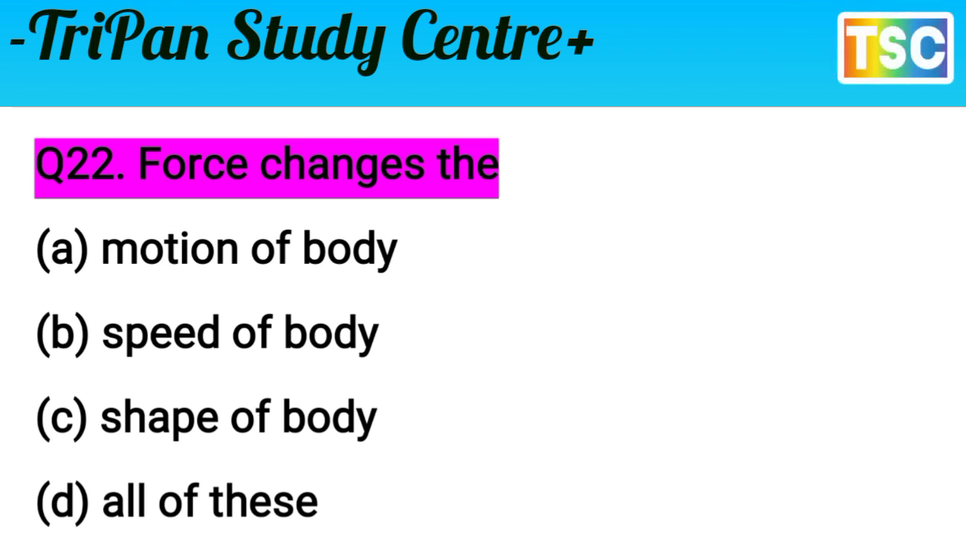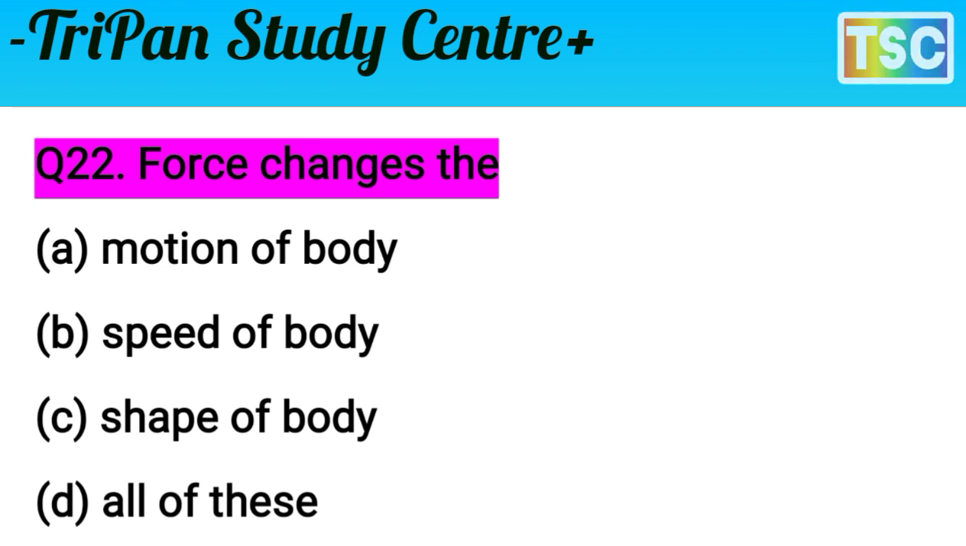Let's see what the correct answer is. Force changes the motion of a body. That's correct. Force changes the motion of the body. B, speed of the body, is also important and correct. And C, shape of the body, is also a correct answer. It means option D is correct. All of these are correct answers. Force changes the motion of the body, the speed of the body, and the shape of the body. So option D, all of these, is correct.